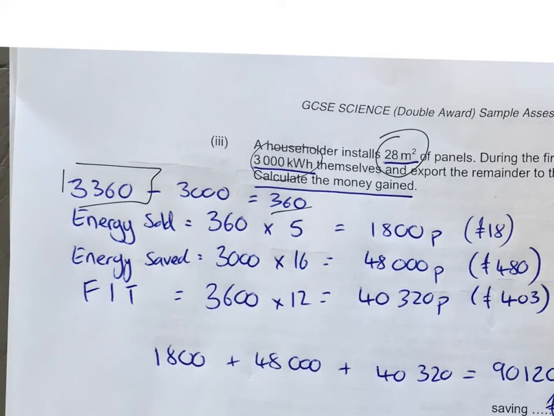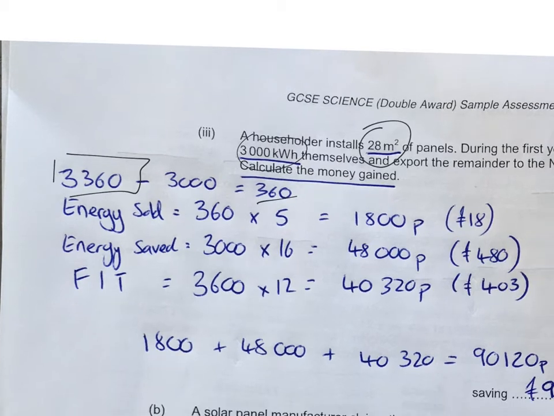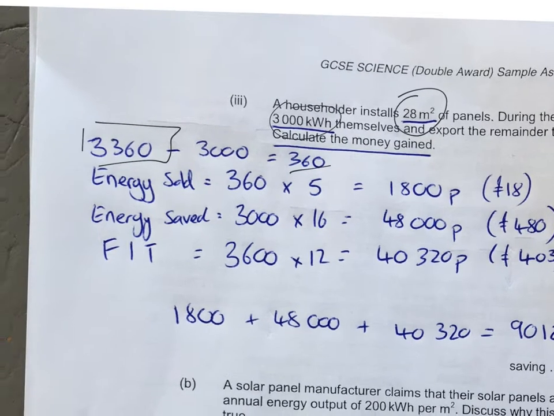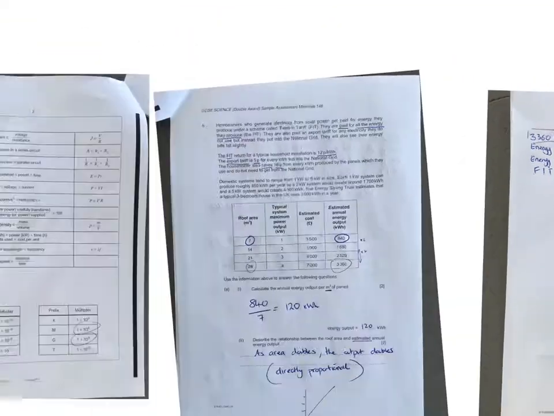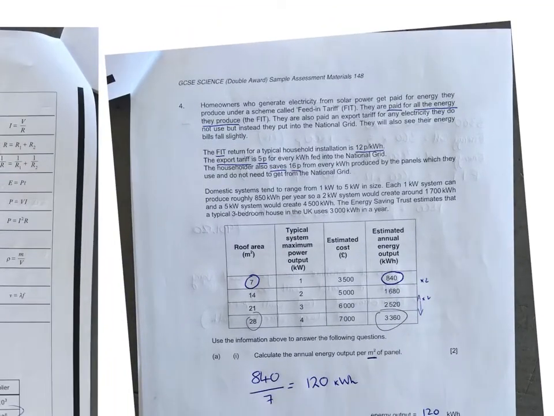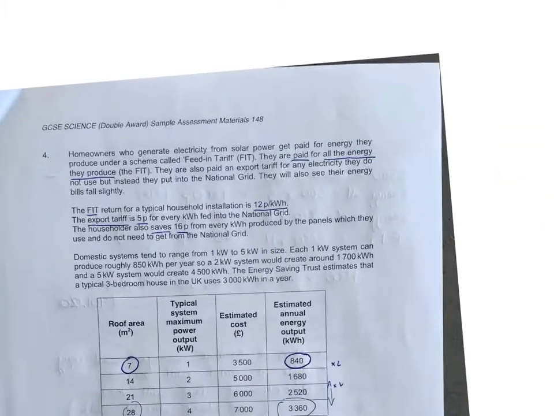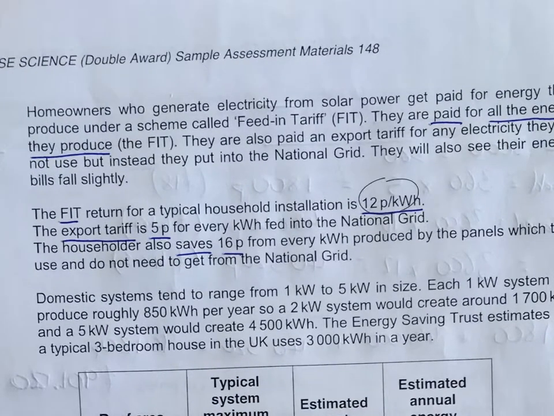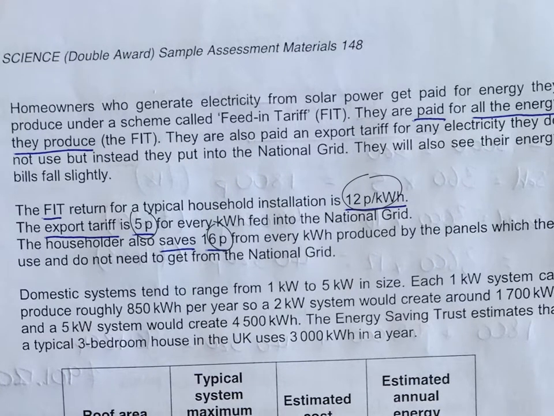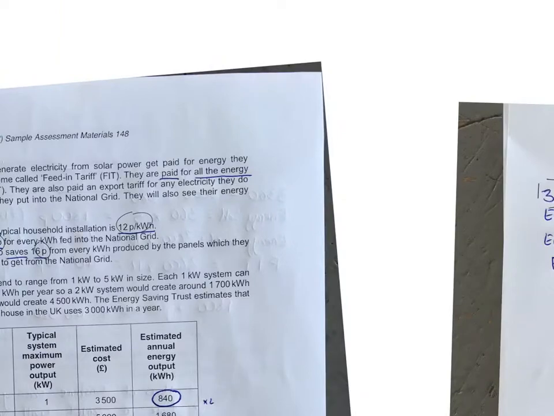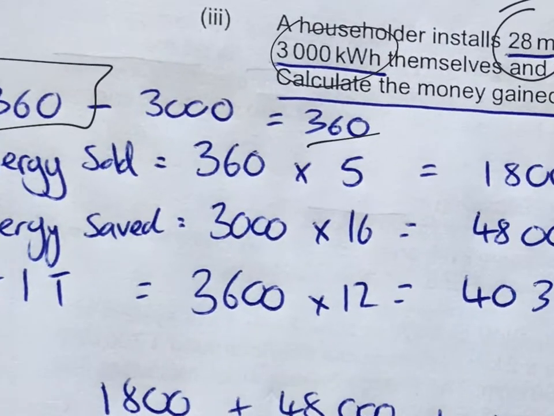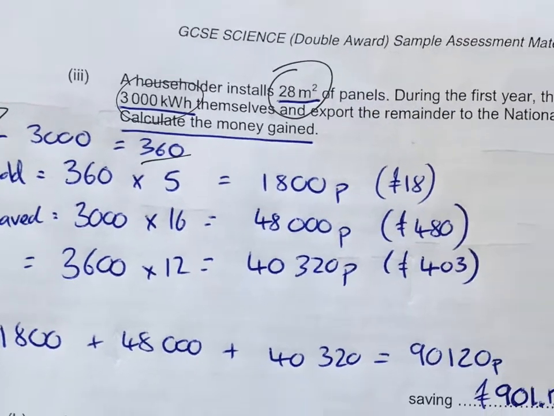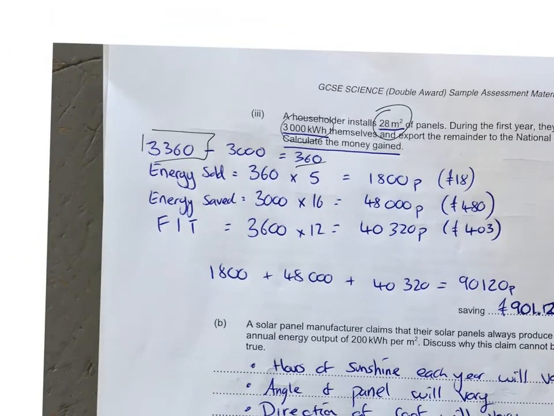So that's 360. Now they can sell that back to the electric company, and it says all this in here if you was to read this, but I want to make this video quite quick. And it also gives you all this information. So the export tariff back is 5 pence. So that's the first thing we're going to do. So 5 pence for 360 units is going to give us £18.